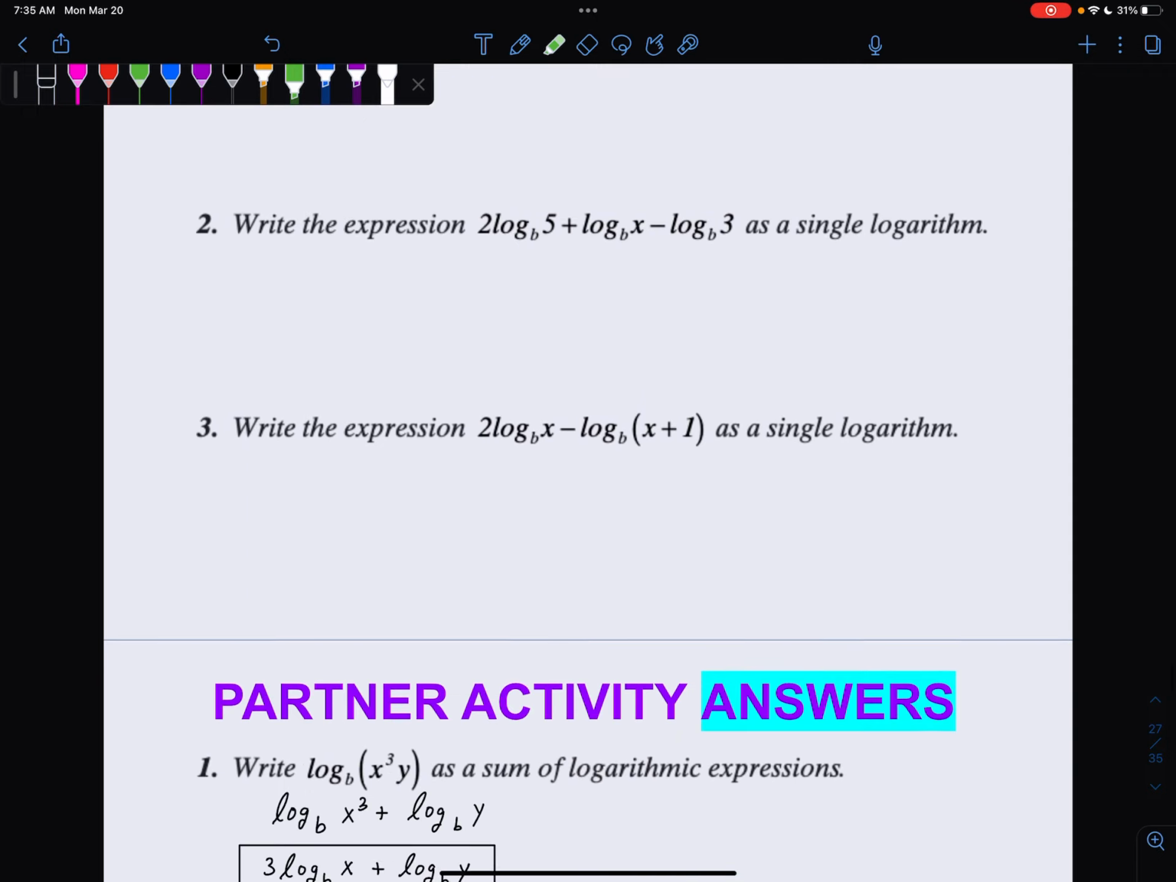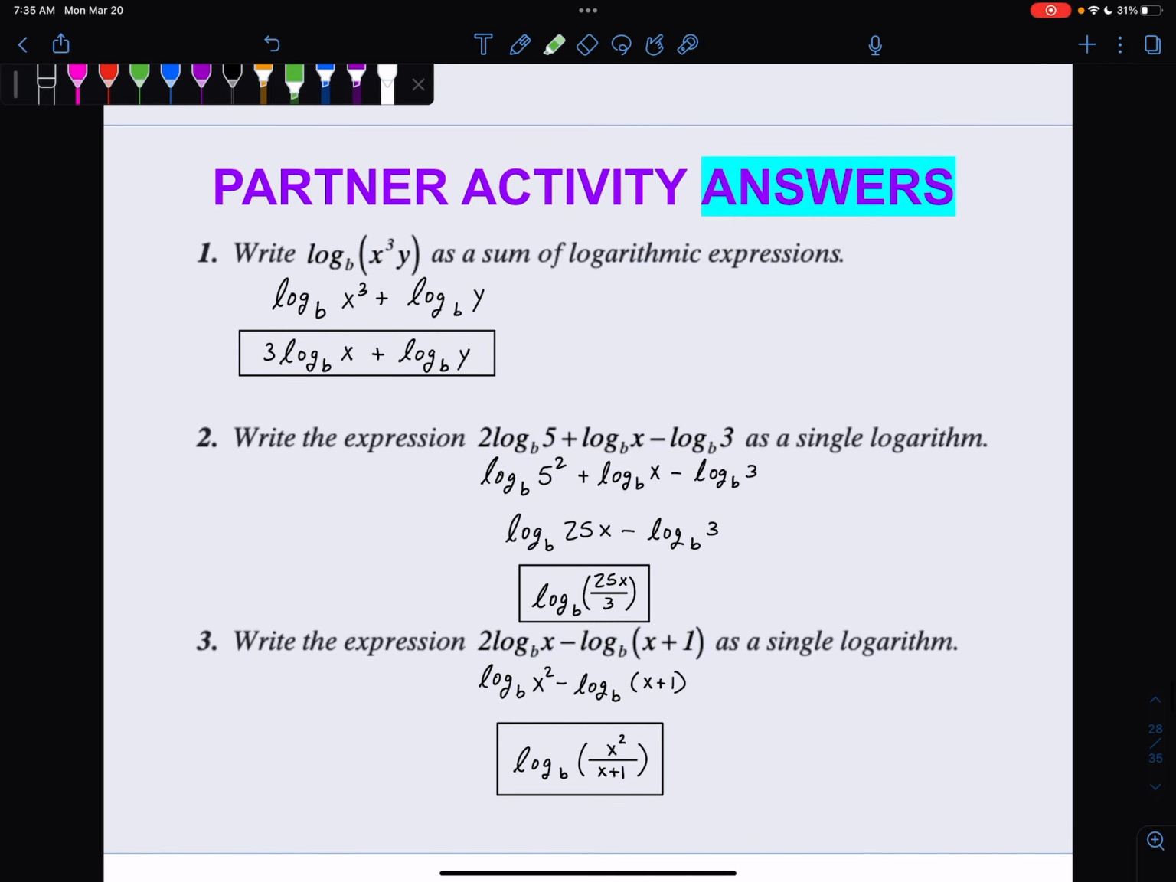Hey, thanks for coming back. Here are your answers to check. You can go ahead and freeze the screen if you want. These are your 3 answers. The first one, we have 3 times log base b of x plus log base b of y. The second one, we have log base b of, and it's a big quantity, 25x over 3. The last one is log base b of x squared over x plus 1. Yay, you made it through the end.